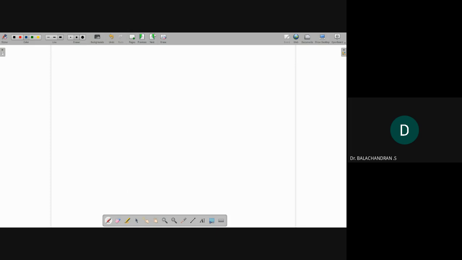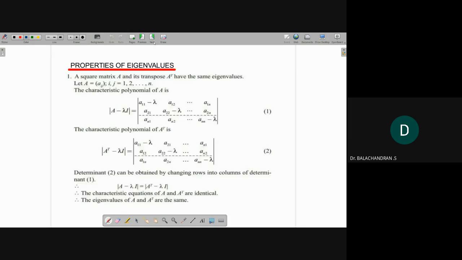Now I'll go to some more properties, but I'm going to explain because otherwise it will take time. If you don't understand, please tell me, I will explain once again. There is no need to write, just listen and then maybe you can write later. The properties of eigenvalues: a square matrix A and its transpose, A transpose, have the same eigenvalues.